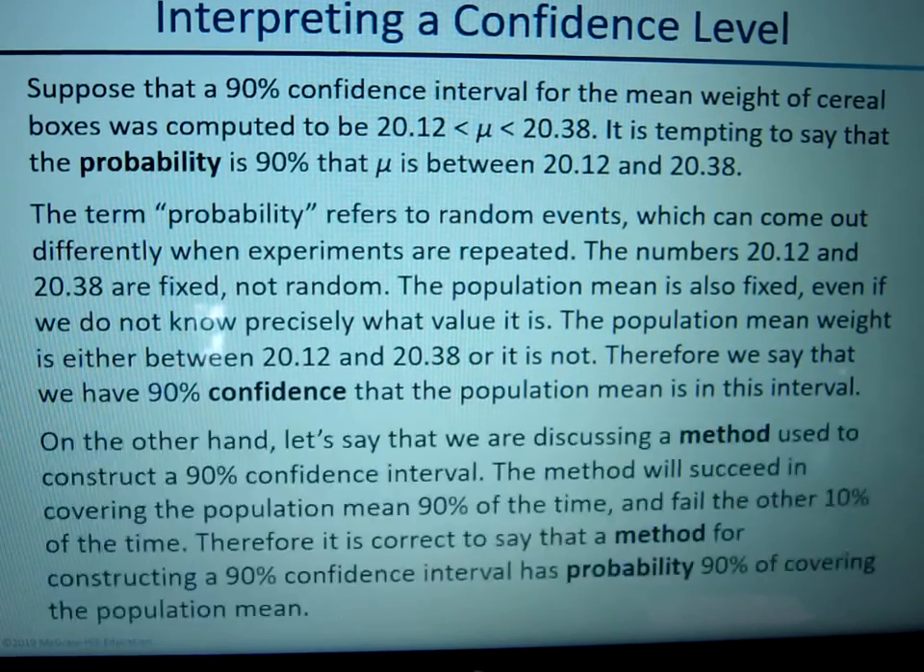On the other hand, let's say we're discussing a method used to construct the 90% confidence interval. This method will succeed in covering the population mean 90% of the time and fail the other 10% of the time. Therefore, it's correct to say that a method for constructing the 90% confidence interval has a probability of 90% of covering the population mean. Tricky vocabulary.